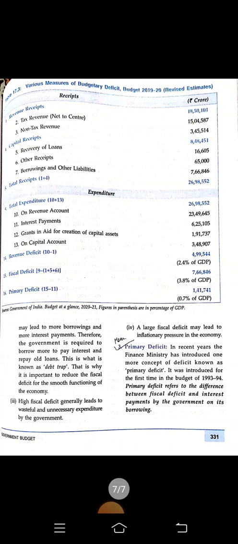Next, what is the primary deficit? In recent years, the finance ministry has introduced one more concept of deficit known as the primary deficit. It was introduced for the first time in the budget of 1993-94. Primary deficit refers to the difference between fiscal deficit and interest payments of the government on its borrowing. So we can say that primary deficit is equal to fiscal deficit minus interest payments. That is called the primary deficit.